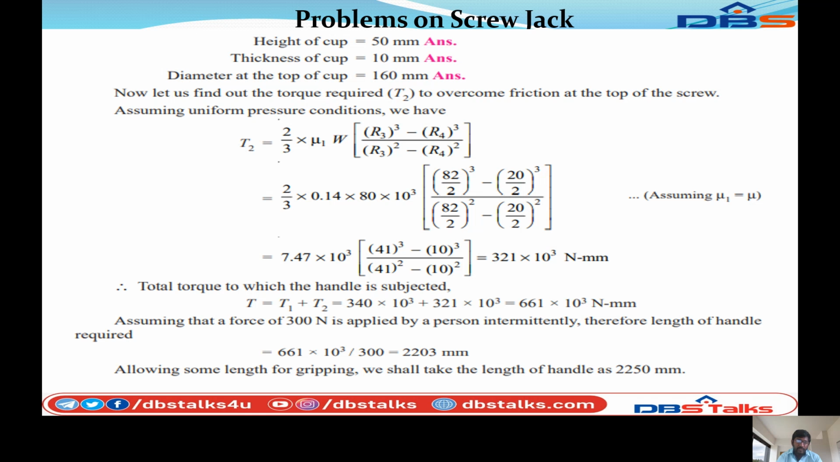Assuming a force of 300 Newton is applied by a person intermittently, the length of the handle required is 661 into 10 cube divided by 300, that equals 2203 mm. Allowing some length for gripping, we shall take the length of the handle as 2250 mm. So the total length of the handle is 2250 mm.